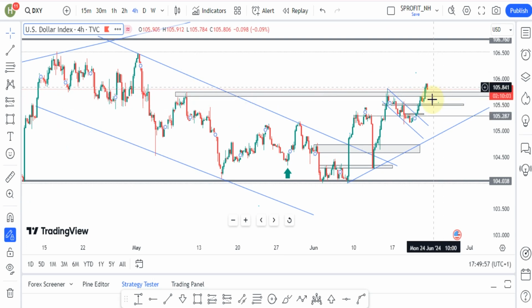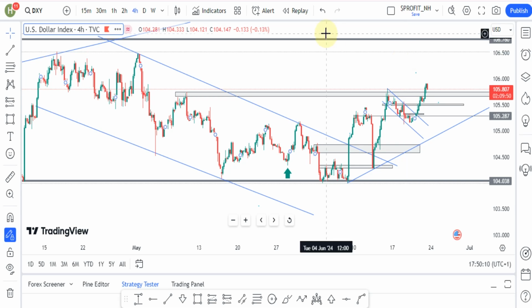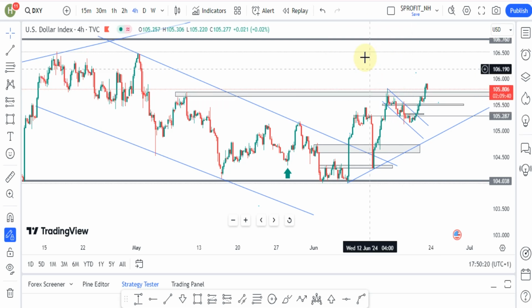So there's a possibility of this market going all the way to this area up here, and if that happens, then on the other side, on the gold market, we'll be looking for more sell entries, because when the DXY is buying, we normally look for more sell entries on the gold market, and even on GBP/USD, EUR/USD, and the silver market. So that's how I'm looking at this market, and I hope you learned something from here.